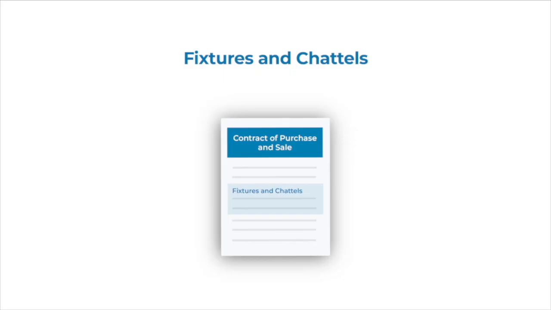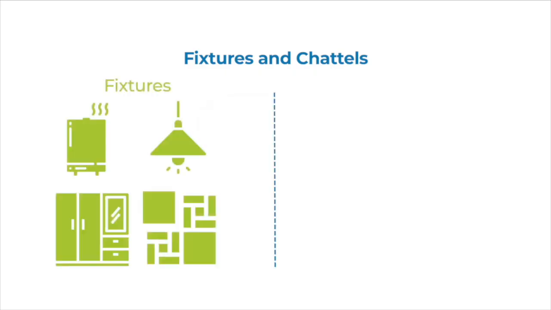Fixtures and chattels. This section lists the items that are to be included and excluded as part of the purchase and sale. There are two classifications of items, fixtures and chattels. Fixtures are generally objects or improvements made to a property that are attached, physically affixed to the property, or cannot be removed easily without causing damage. Hot water tanks, built-in cabinets, lights, and flooring are examples of fixtures. The contract of purchase and sale residential provides that fixtures are included in the purchase and sale of the property, unless they are specifically excluded in the agreement.